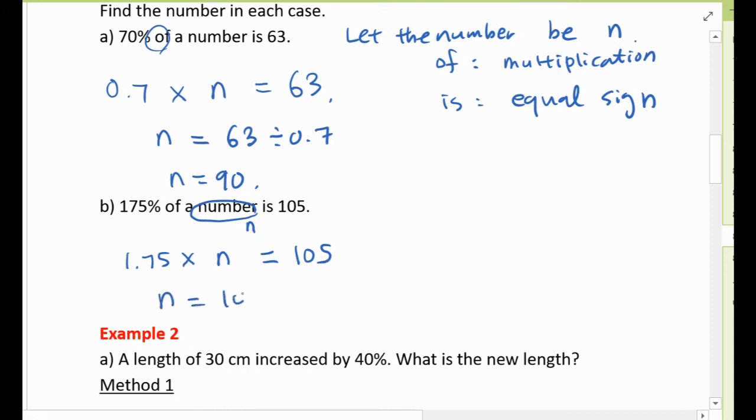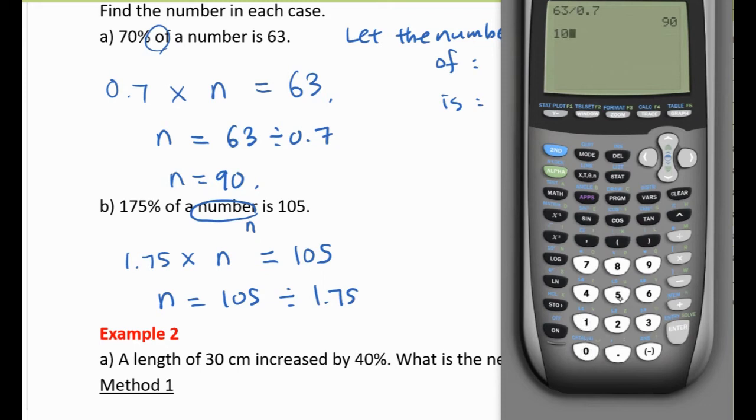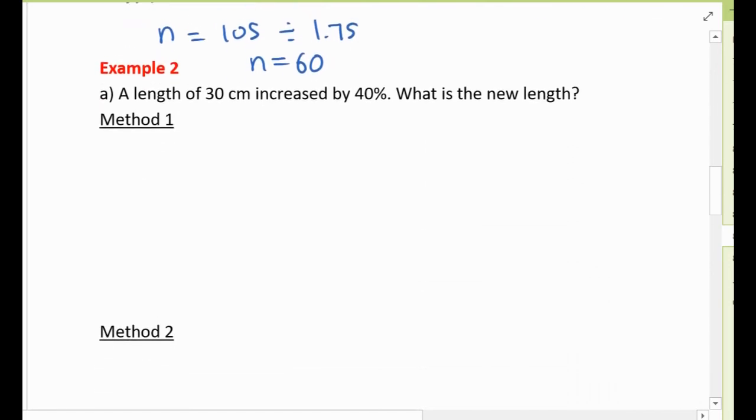n is 105 divided by 1.75. So let's use your calculator. 105 divided by 1.75. So that is 60. So the answer is 60. So this is how you solve the problems. Okay? Okay, let's move on.